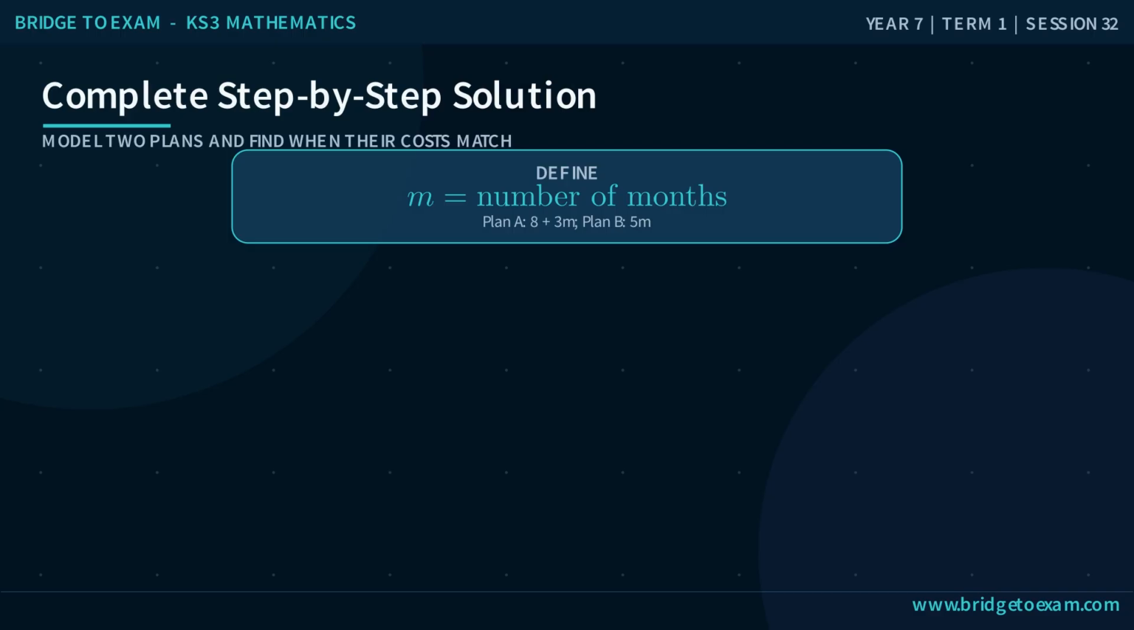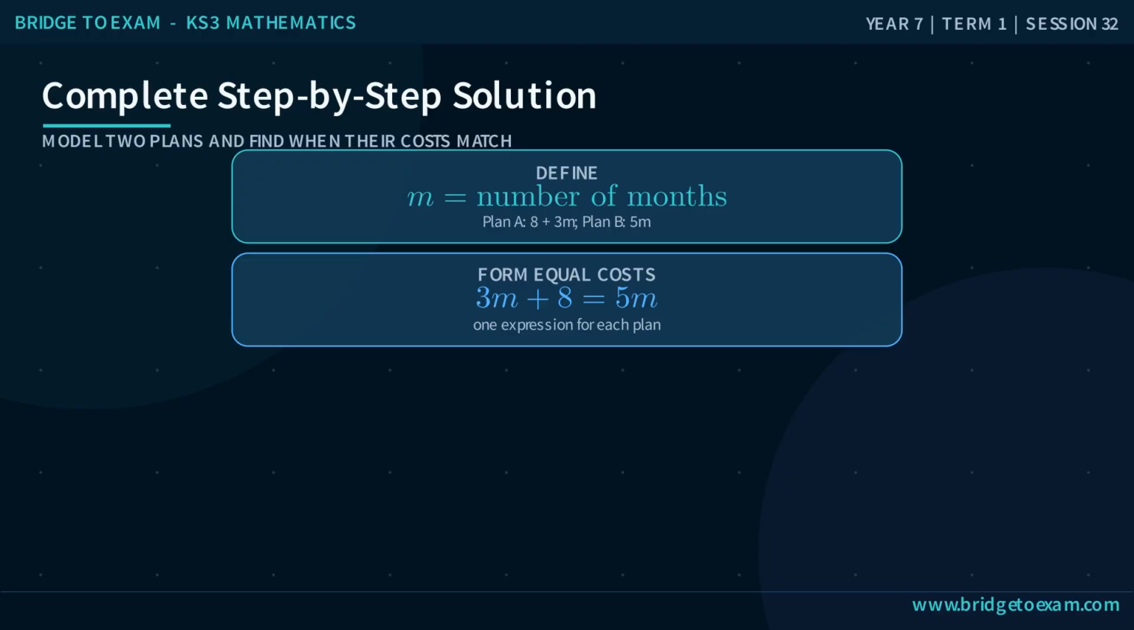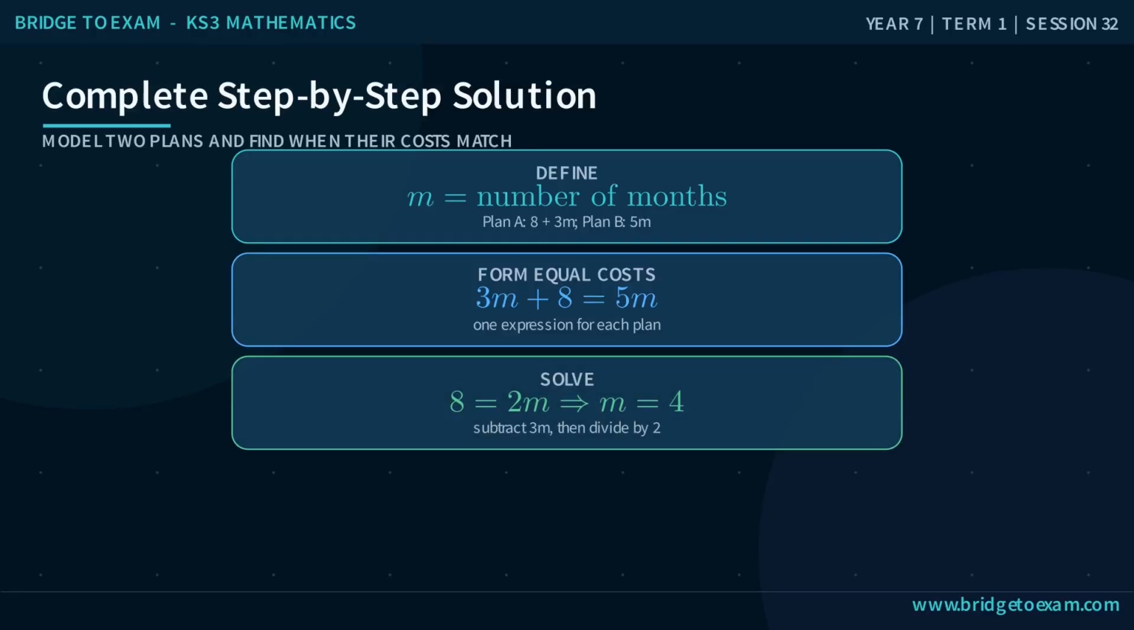Complete example. Plan A costs £8 to start plus £3 per month. Plan B costs £5 per month. Let M be the number of months. Equal costs give 3M plus 8 equals 5M. Subtract 3M from both sides. 8 equals 2M. Divide by 2, so M equals 4.